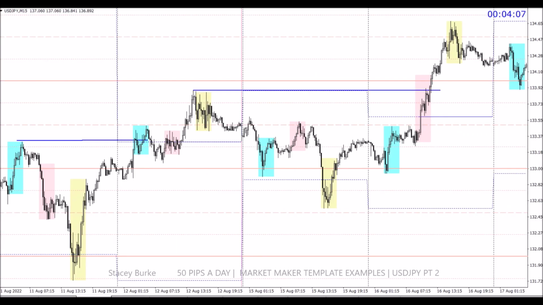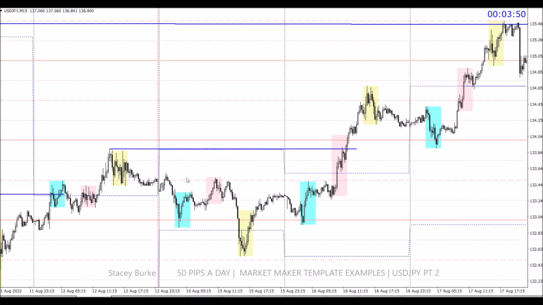So again, emphasizing that you're not trying to read every move in an instrument. You're trying to identify best trade setups. And unless you understand the templates and whether you're in a trend or an up template or a down template, it will not give you a clear understanding of whether or not you're getting best trade setups.